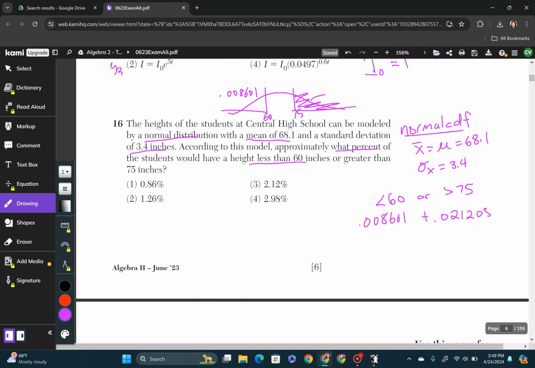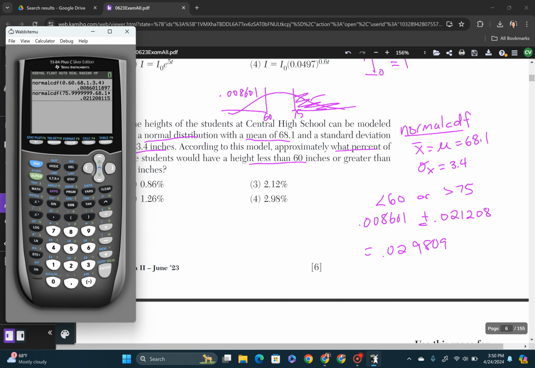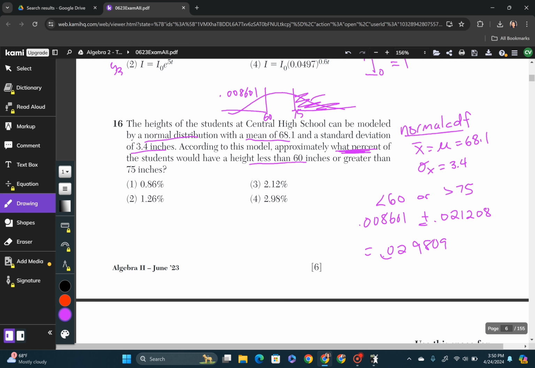When I add them together, I'm going to get 0.029809. I could do that like this: go here, hit enter, put the plus sign, and go up here, hit enter, and hit enter. That gives me this number, and since this is a decimal, I want it as a percent. They told us as a percent. So I move the decimal two places to the right or multiply by 100. So that's 2.981%, which is choice 4. Okay. All right. Not too bad. A little bit of work, but so what? All right.